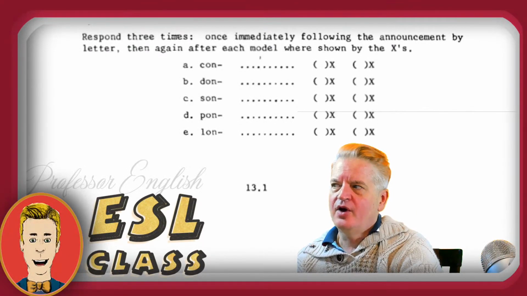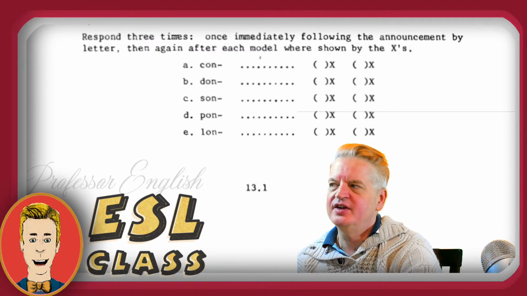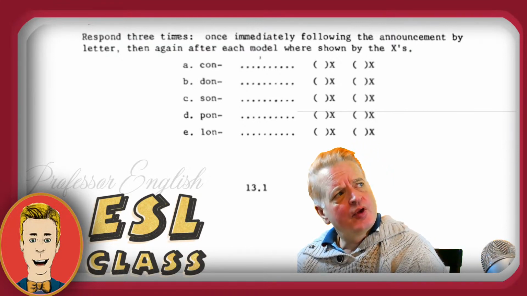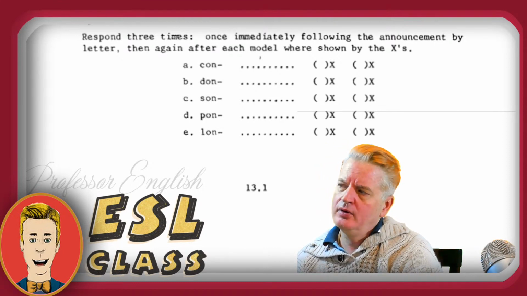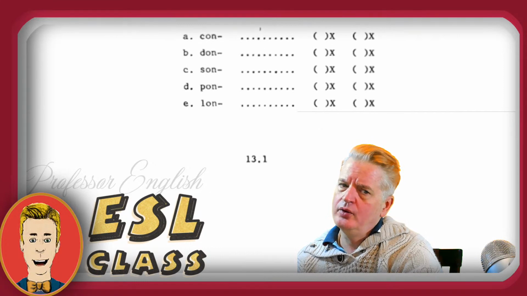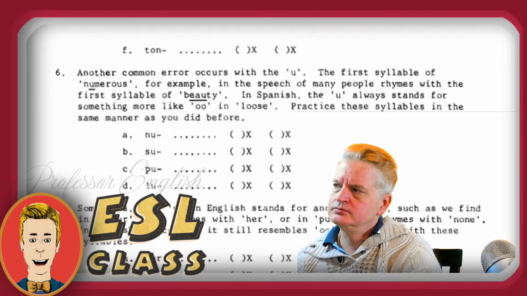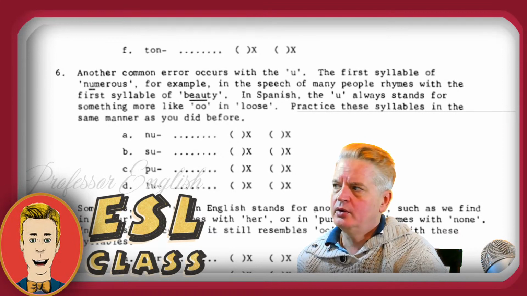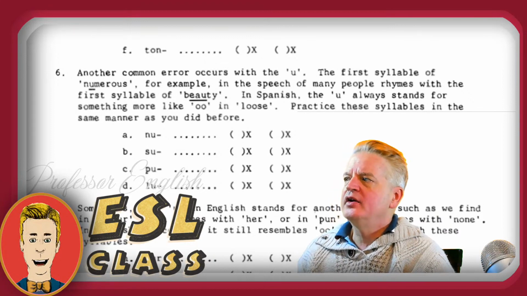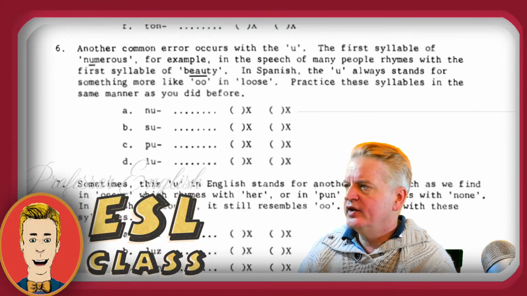D. All of these you want to say con, don, son, pon, but it's bon. Number D is bon. B-O-N. Bon. Pon, bon. E. Lon. F. Don. Thon. Don.